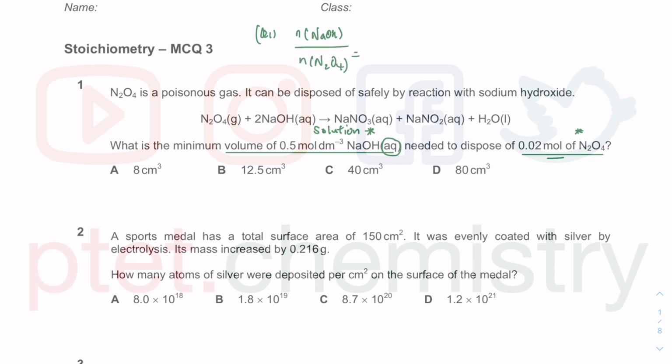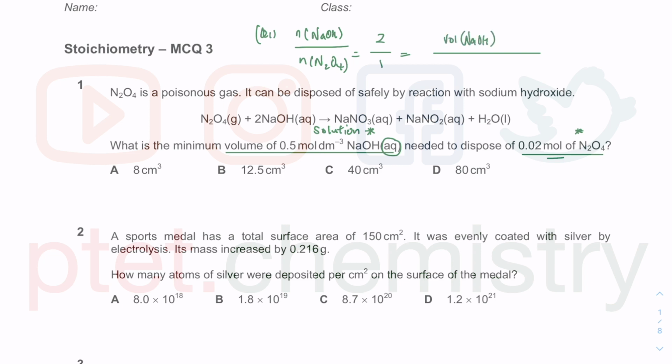In all honesty, it really does not matter which way around you have it because it's just mathematics, and you could have them the other way around and you will still get the correct answer, provided you do the correct math. So there's 2 NaOH because 2 moles of NaOH, so 2 there. From the balanced equation, you have 1 mole of N2O4, so 1 at the bottom. On the other side, you will have the actual mole of NaOH that reacted. So I'll have the volume of NaOH.